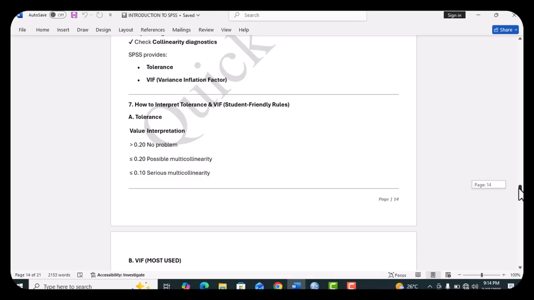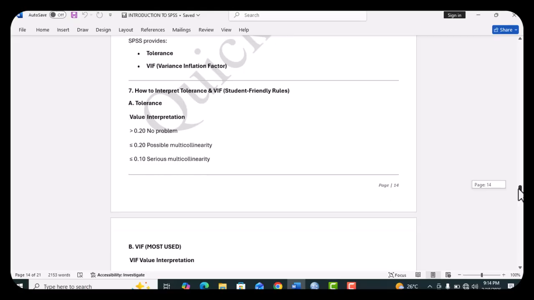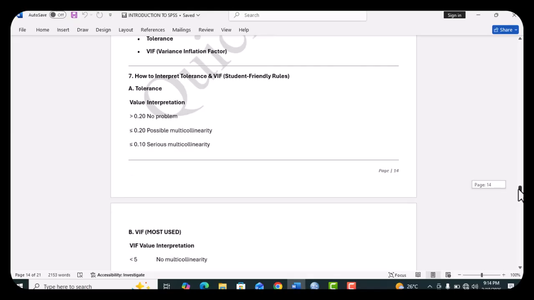So if your tolerance value is 0.3 or 0.25, there's no problem with multicollinearity or collinearity. But if it is less than 0.2, it is still possible. And when it is less than 0.1, that is serious multicollinearity or serious collinearity.